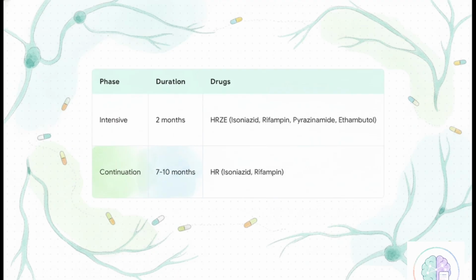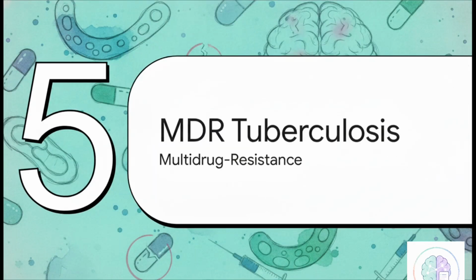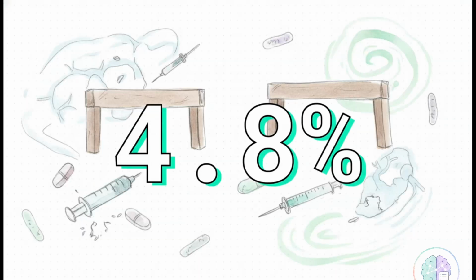As you can see, it is a long, highly demanding regimen, even in the absolute best-case scenarios. Which brings us to Section 5, Multi-drug-resistant tuberculosis. To really underscore the immense and difficult challenge this presents globally, approximately 4.8% of new TB cases worldwide are due to multi-drug-resistant M. tuberculosis strains. That is a massive hurdle. It's a game-changer that completely shifts the entire treatment strategy.